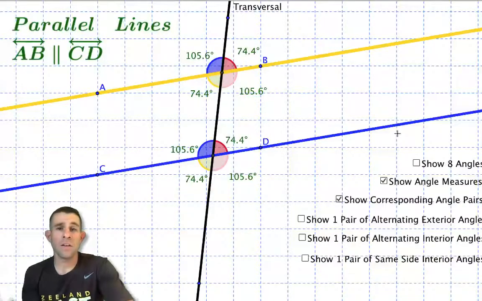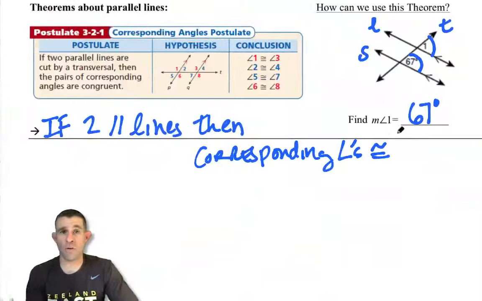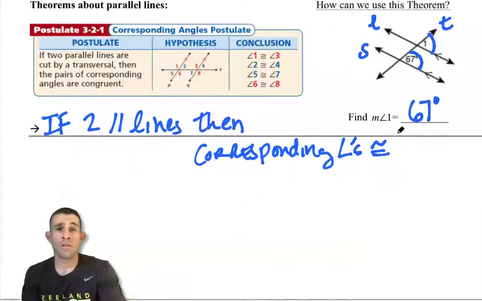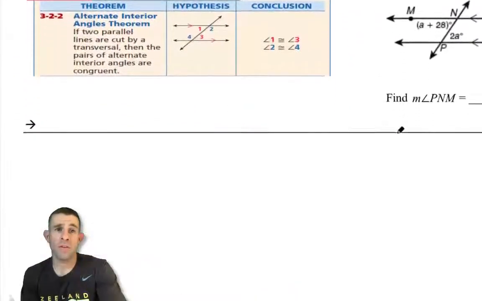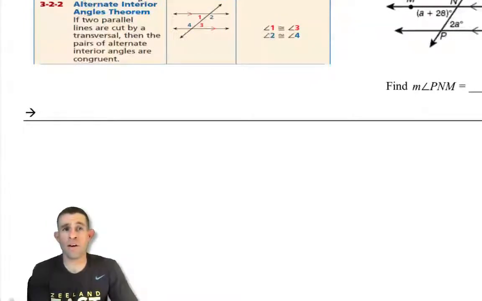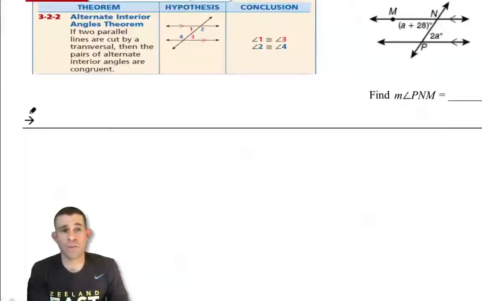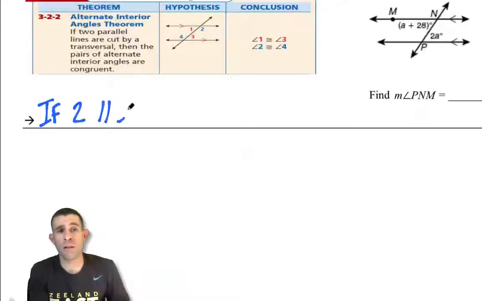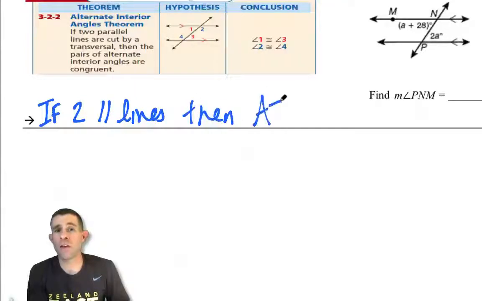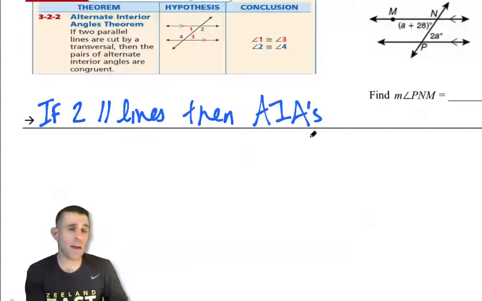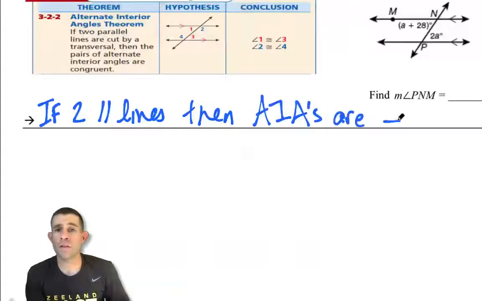All right, let's take a look at our next theorem or our next truth about two lines that are parallel and cut by a transversal. The next one says our alternating interior angles, if two parallel lines are cut by a transversal, then our alternating interior angles will also be congruent. So the way we'll abbreviate that is we'll say if two parallel lines, then alternating interior angles, AIA, are congruent.